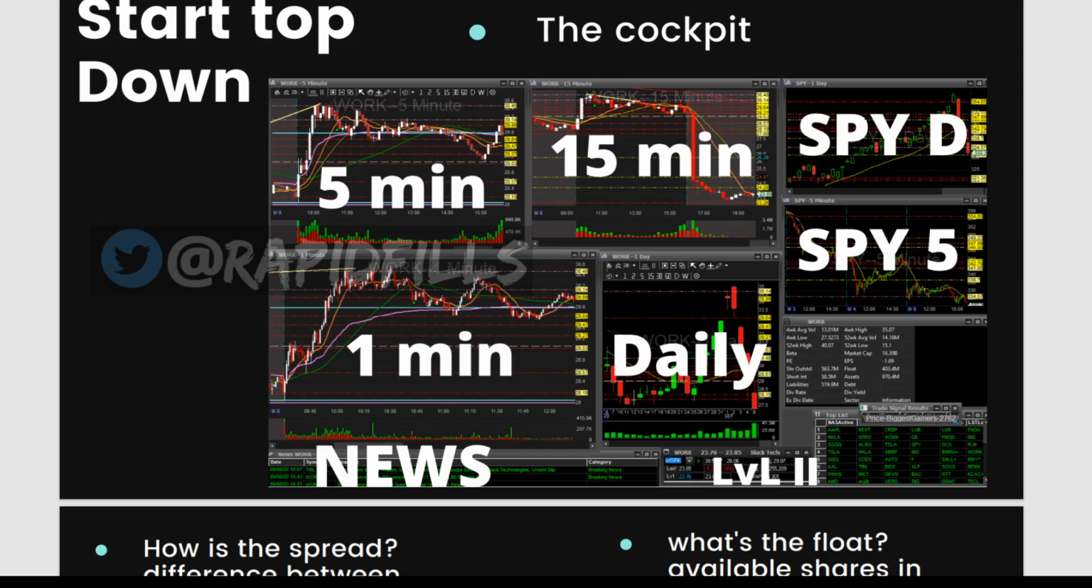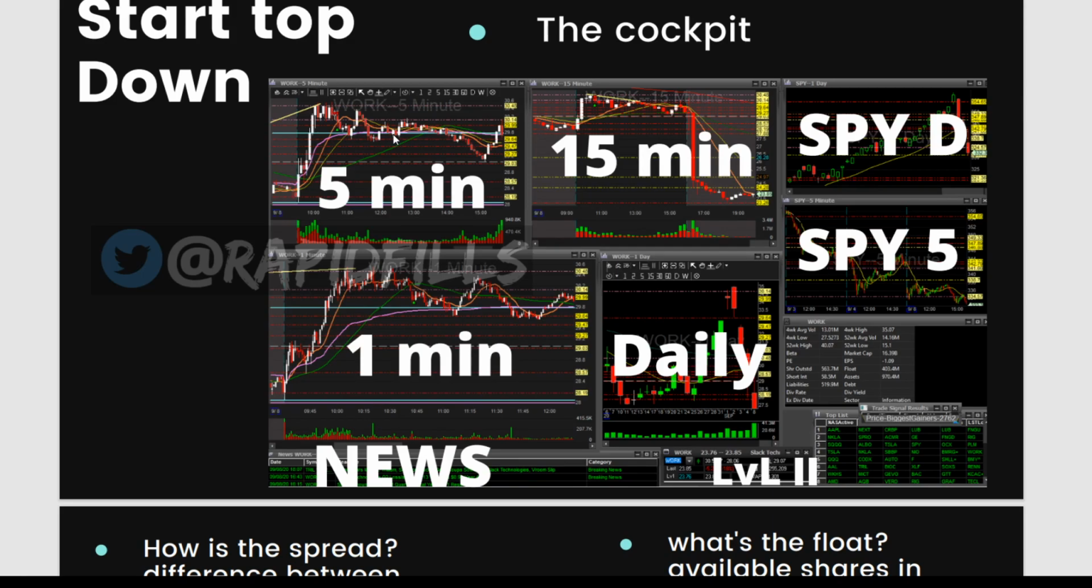And then I have the SPY. I have the daily SPY, how the SPY looks on the daily, and a 5-minute SPY as well. So I want to see what the SPY is doing relating to the stock that I'm watching right here. And for the stock, I have obviously 1 minute, and then I have the daily, and a 15-minute and a 5-minute. So why do I have different time frames? Because I day trade the stock.